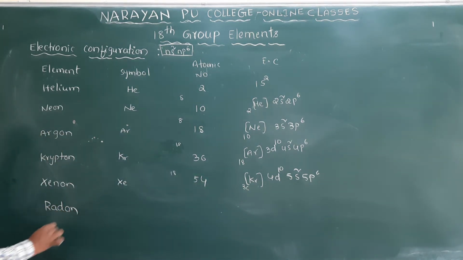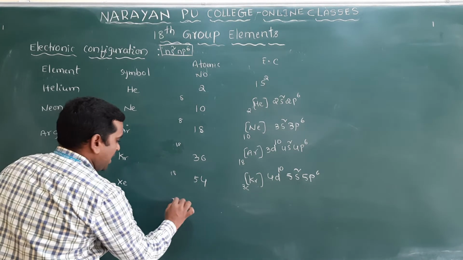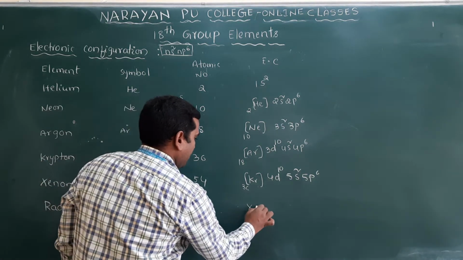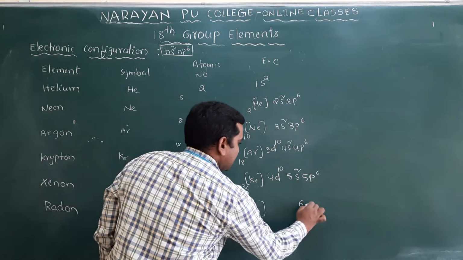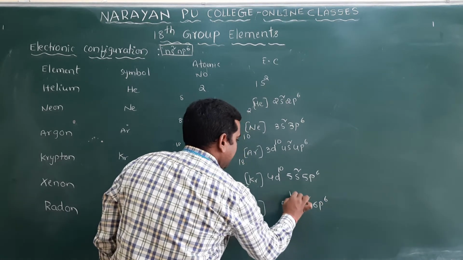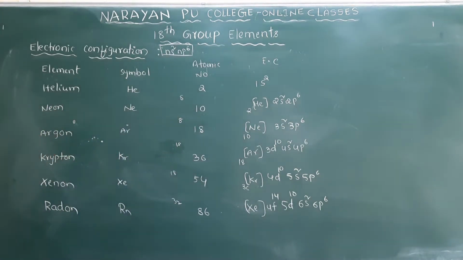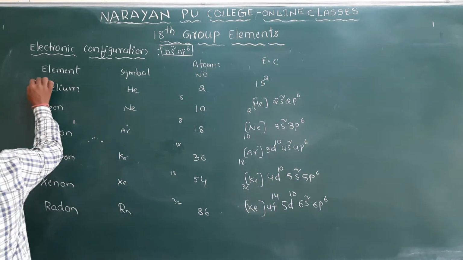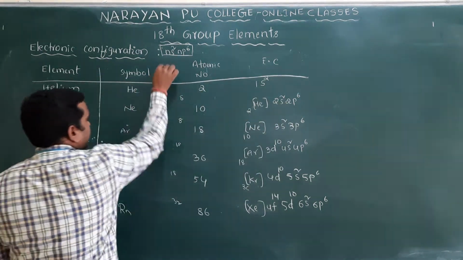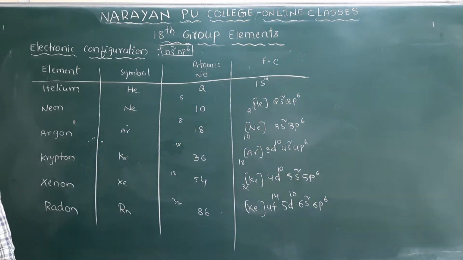It is a radioactive element, radon. So we will not discuss much about this radioactive element. And 32, if you add, 86. 86 means what you will get here? Xenon, 6s2, 6p6 and 5d10, 4f14. Clear? So this is about the electronic configuration. And symbols we have written here, and atomic number and electronic configuration.